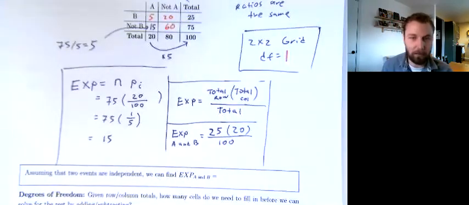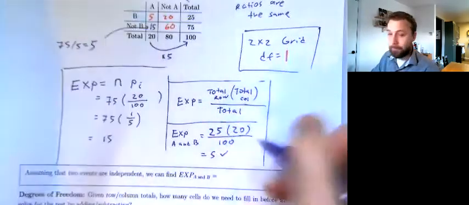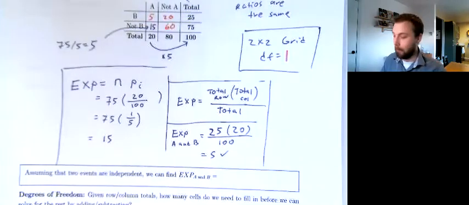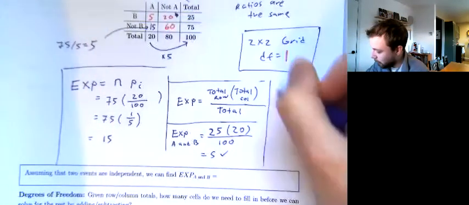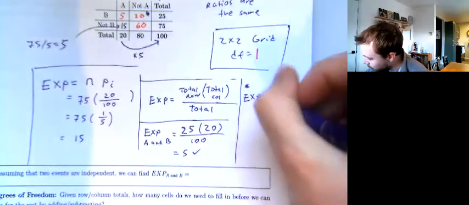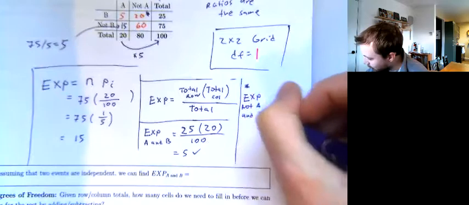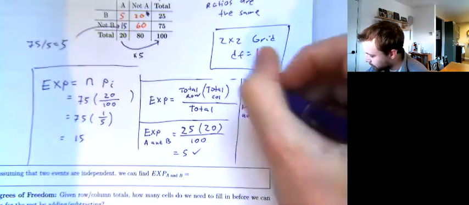Let me try typing this into a calculator and seeing what we get. 20 times 25 divided by 100. I get 5. I was supposed to get 5. That's looking pretty good. Let's try doing another one. I'm going to put a little star by this one right here. Let's try to find that star value using this process. So I'm looking at the expected value of not A, but it is in B.